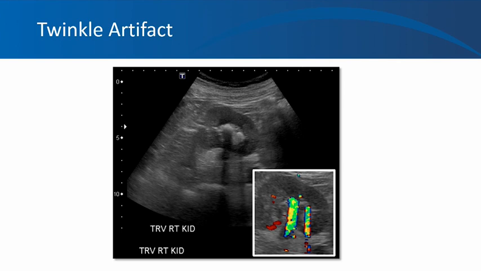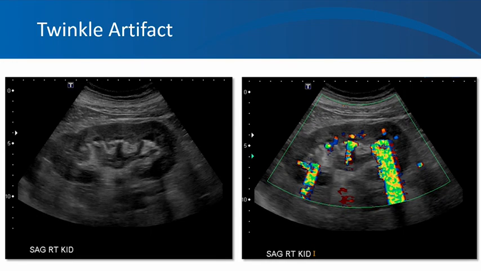So it's always good to have one Doppler image of the kidney, whether you see anything suspicious for stones or not, so that when you're reviewing the saved images, that would always be useful if you find a twinkle artifact. Here is another example for twinkling artifact.